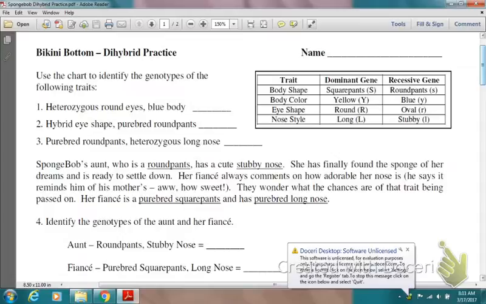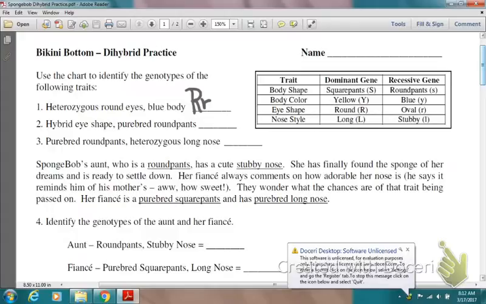So if you have heterozygous round eyes, that's what number 1 says. Okay, what is round eyes going to be represented by? Big R. Okay, so if you have heterozygous round eyes, what would be the genotype? Big R or big R, little r? All right, it's going to be big R, little r, in this case, since it's heterozygous. So we know if it's hetero, it's going to be different, okay, 2 different alleles.